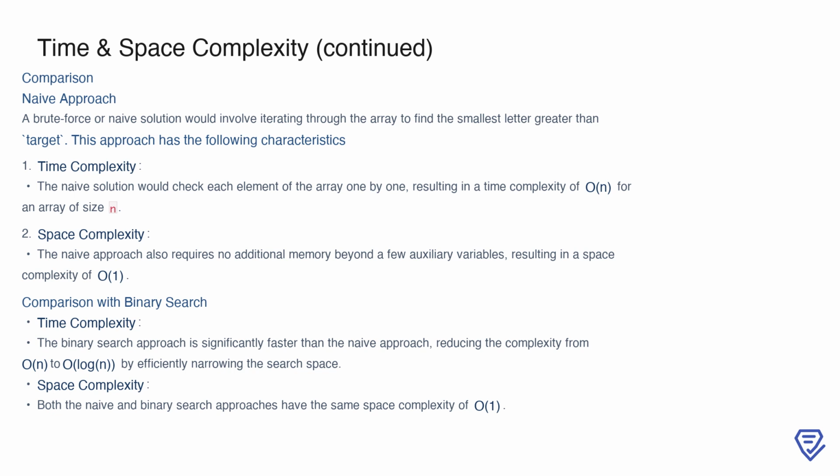The key advantage of binary search lies in its time complexity, which is O(log n), a dramatic improvement over O(n). By narrowing down the search space logarithmically, binary search is significantly faster, especially for larger input sizes.